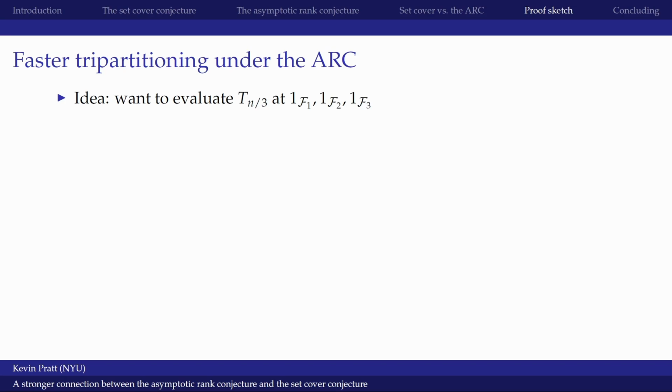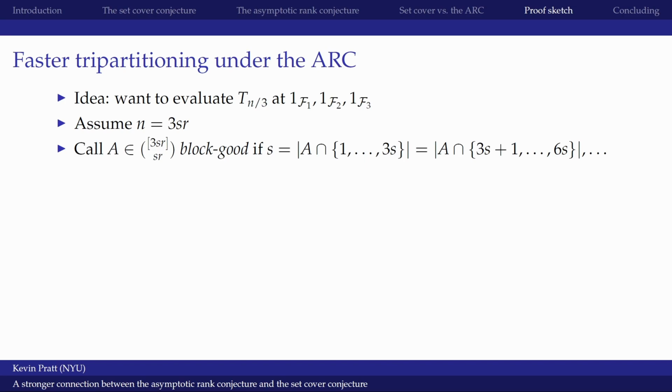Now we don't quite do that, but we'll do something kind of similar. So for simplicity, let's first assume that n is equal to 3s times r. So now we call a subset A of the universe block good if the intersection of A with consecutive intervals of the universe of size 3s has size equal to s.